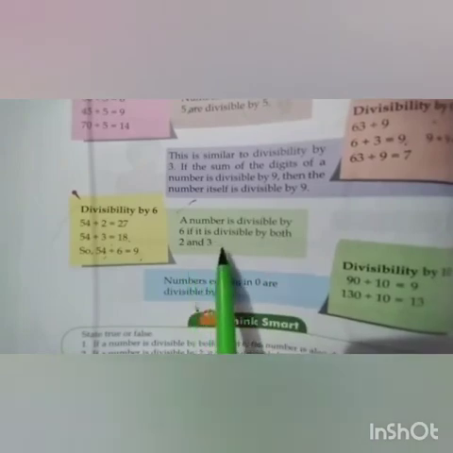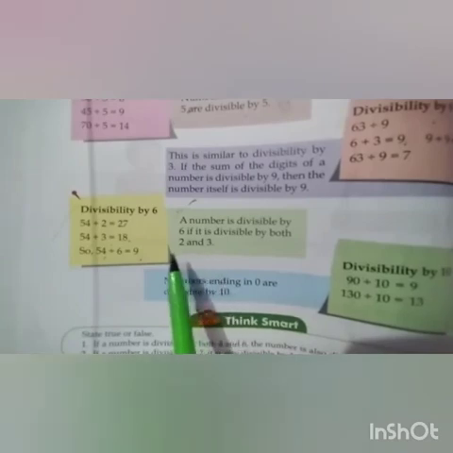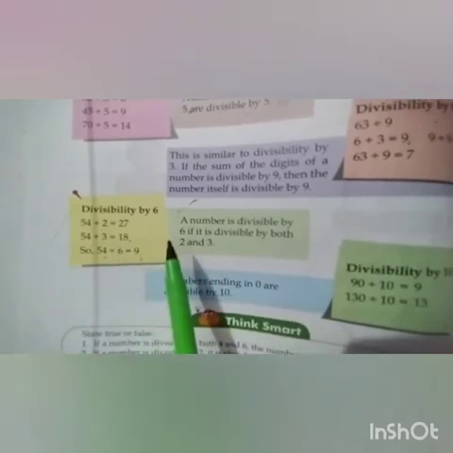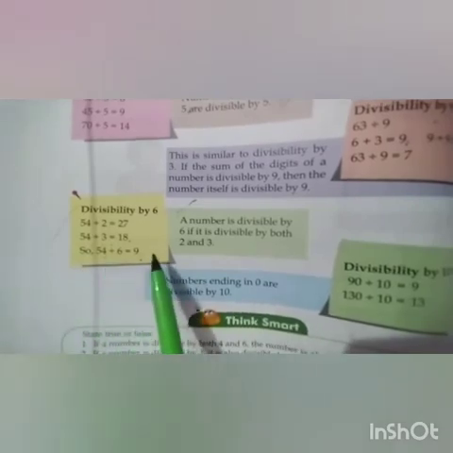A number is divisible by 6 if it is divisible by both 2 and 3. That is, if 2 and 3 can divide the number, then we can also divide the number by 6.